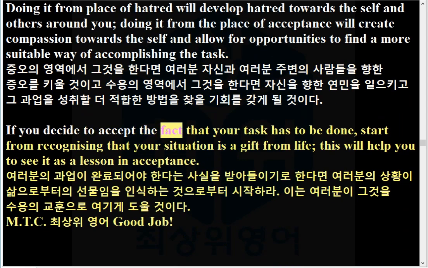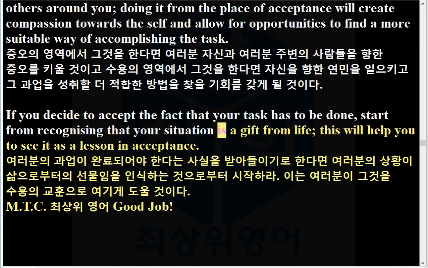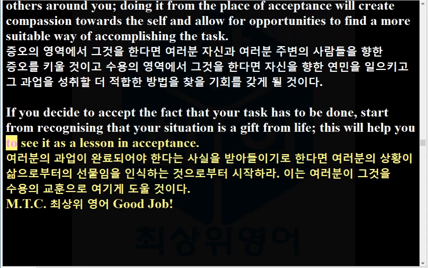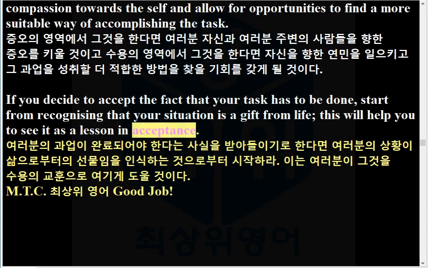If you decide to accept the fact that your task has to be done, start from recognizing that your situation is a gift from life. This will help you to see it as a lesson in acceptance.